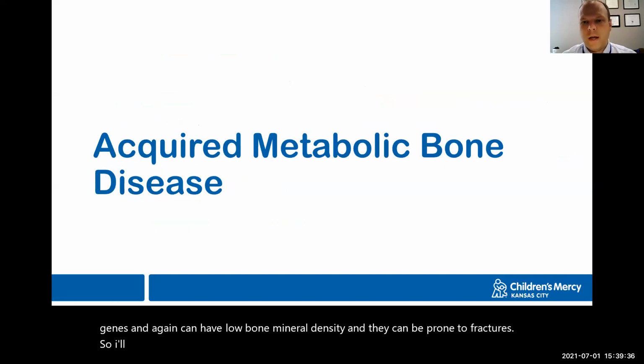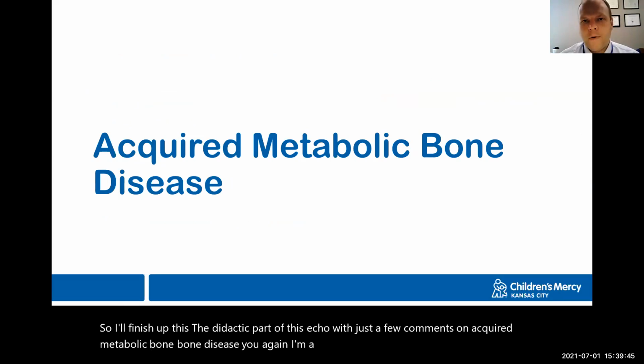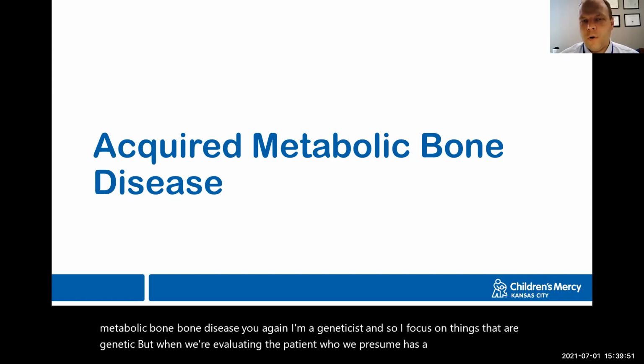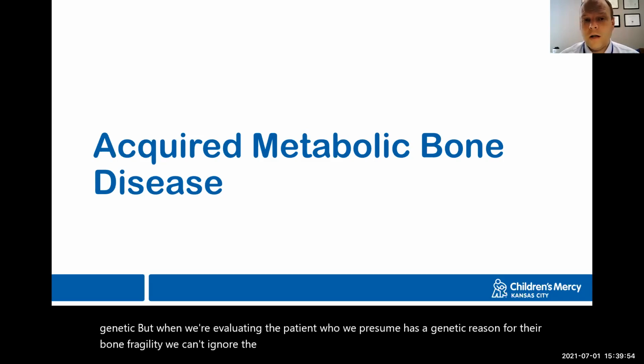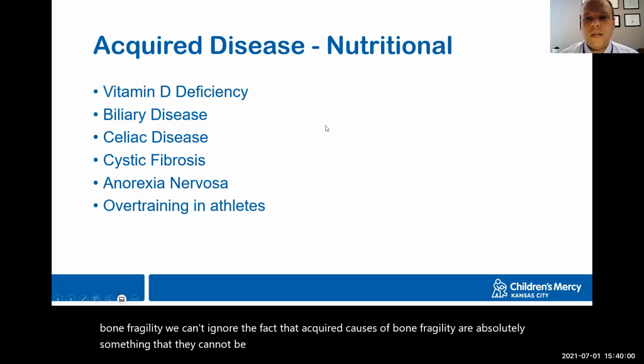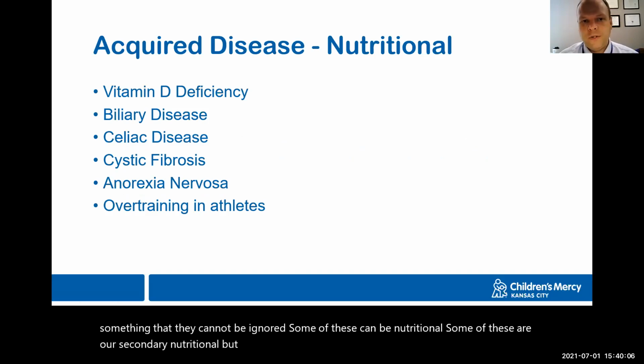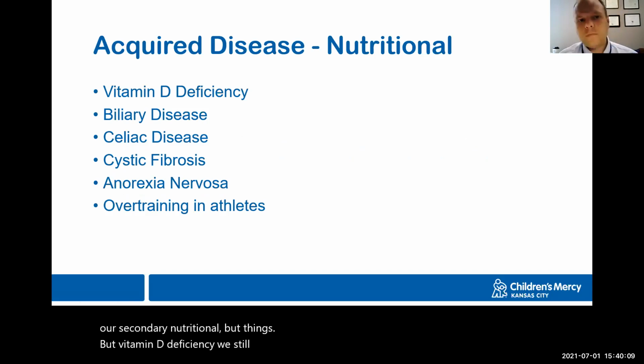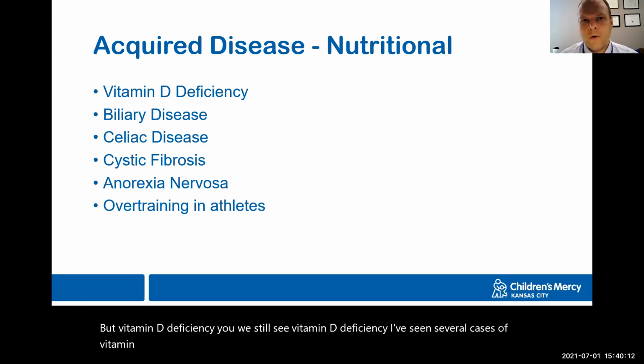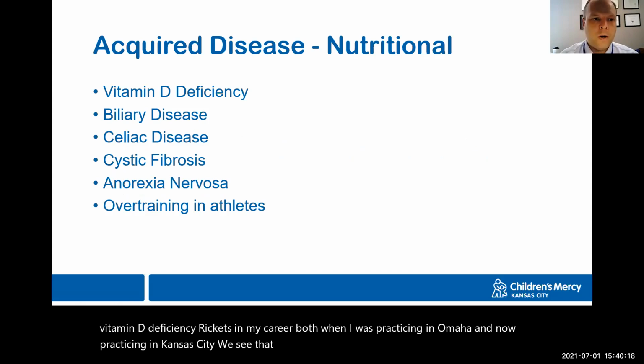So I'll finish up the didactic part of this talk with just a few comments on acquired metabolic bone disease. Again, I'm a geneticist, and so I focus on things that are genetic. But when we're evaluating the patient who we presume has a genetic reason for their bone fragility, we can't ignore the fact that acquired causes of bone fragility are absolutely something that cannot be ignored. Some of these can be nutritional, like vitamin D deficiency. We still see vitamin D deficiency. I've seen several cases of vitamin D deficiency rickets in my career, both when I was practicing in Omaha and now practicing in Kansas City. We see these particularly during the winter.